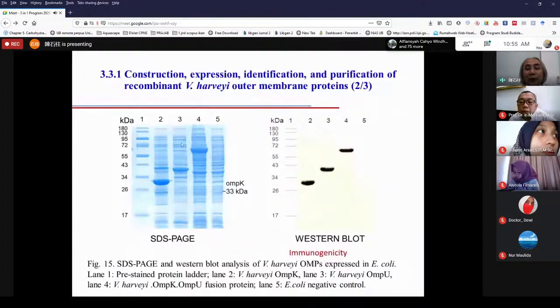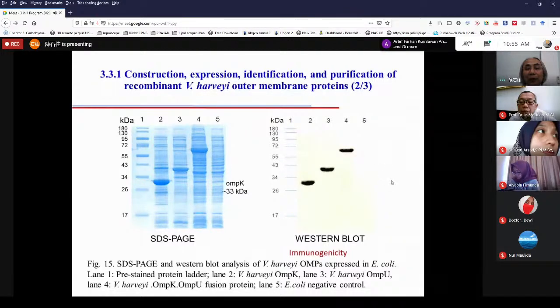Okay, after it's confirmed, no problem, you can transform into the E. coli to express your target gene. So that explains the three target genes very well. And after that, how do you know they have immunogenicity? What is immunogenicity? It means the antibody, if the protein is injected into the fish, can bind with this protein. So we call this protein immunogenic. So you should use Western blot to confirm this protein is immunogenic.